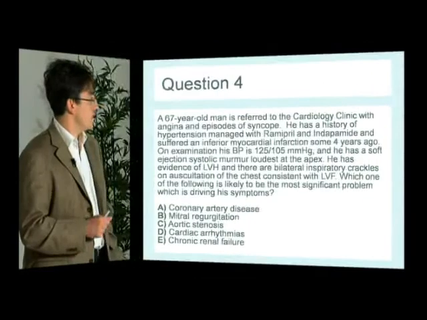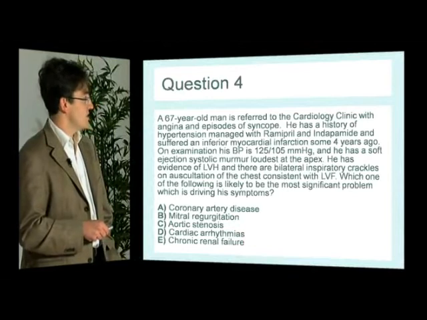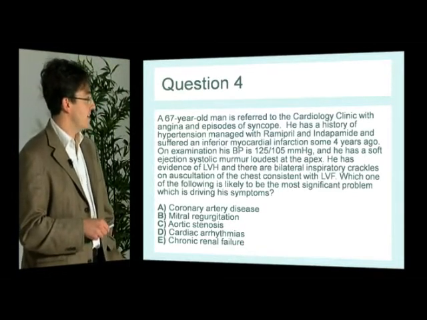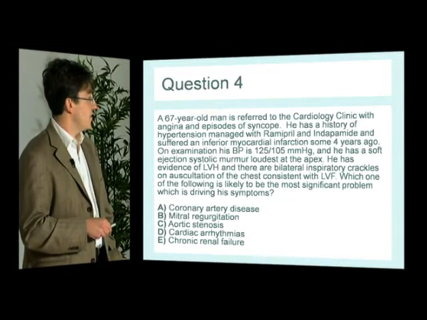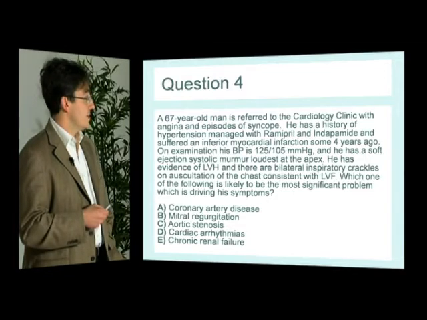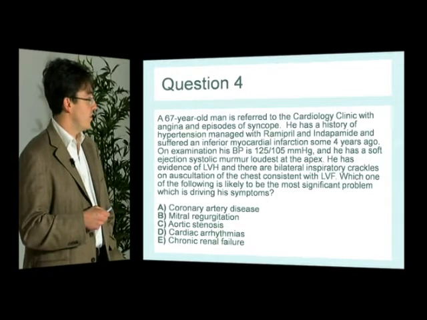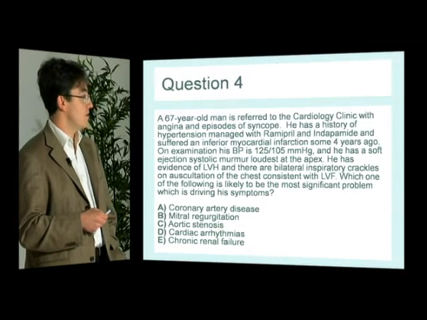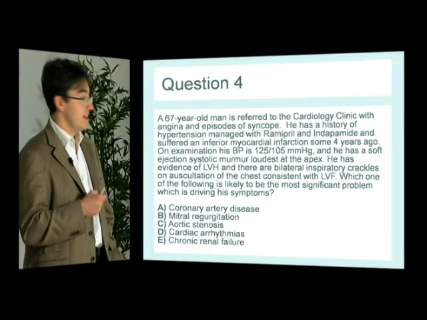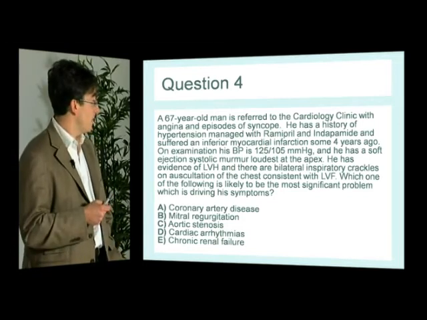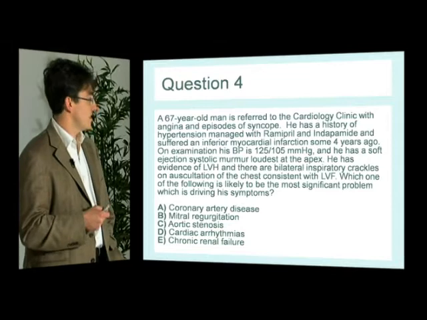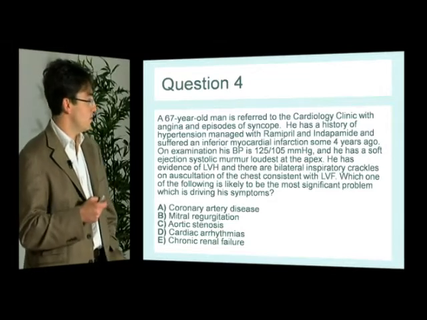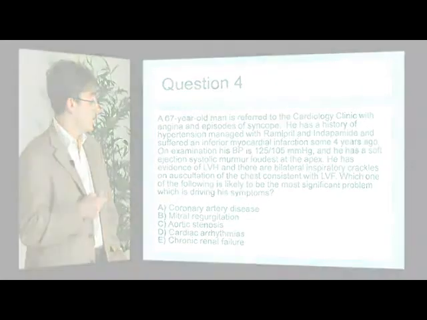A 67-year-old man is referred to the cardiology clinic with angina and episodes of syncope. He has a history of hypertension managed with ramipril and indapamide, and suffered an inferior myocardial infarction some 4 years ago. On examination, his blood pressure is 125/105. He has a soft ejection systolic murmur, loudest at the apex. He has some evidence of heart failure, and you're asked which of the following is likely to be the most significant problem driving his symptoms.